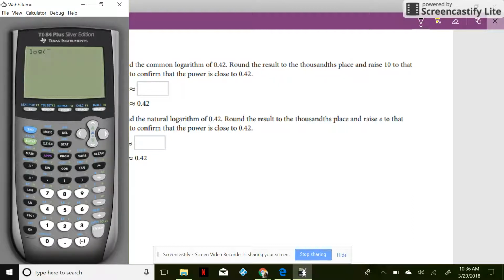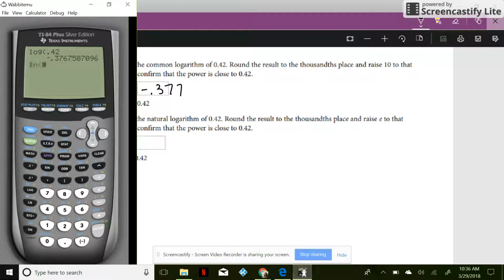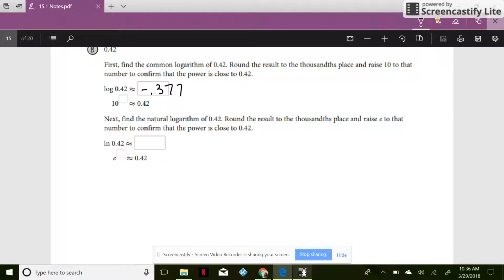So we take log of 0.42, and we want the 1,000th place, so that's 3 decimal places: -0.377. So log of 0.42 is -0.377. And then we can also take the natural logarithm of 0.42 by taking ln of 0.42, which is -0.868.